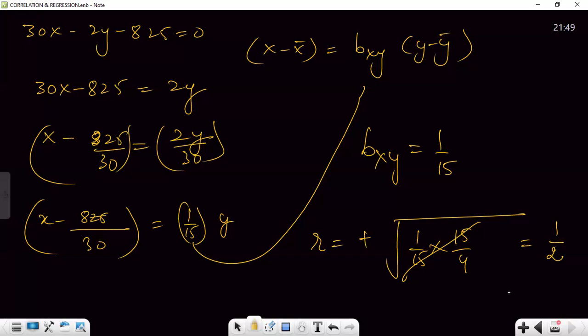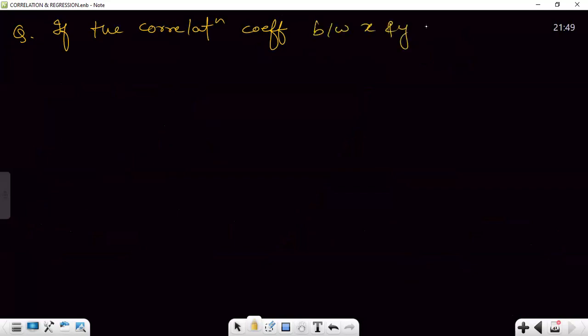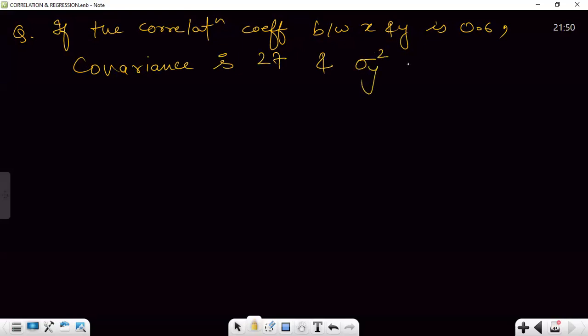Okay, let's take one more question. This is a miscellaneous question. If the correlation coefficient between x and y is 0.6 and covariance is 27 and variance of y is 25, then variance of x is what we need to find out.